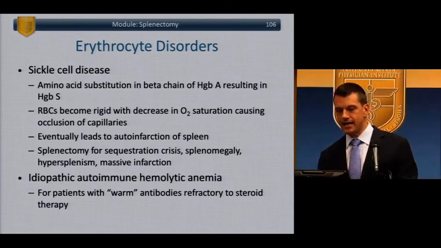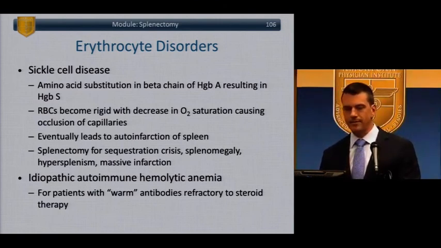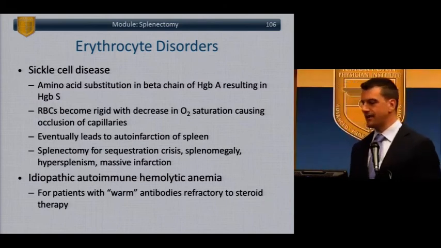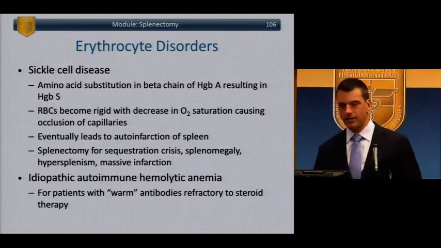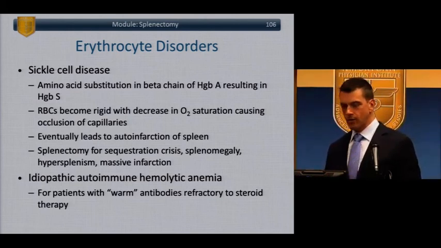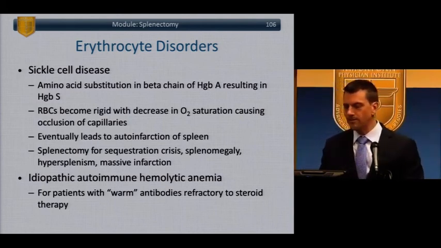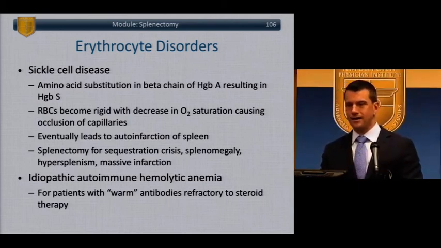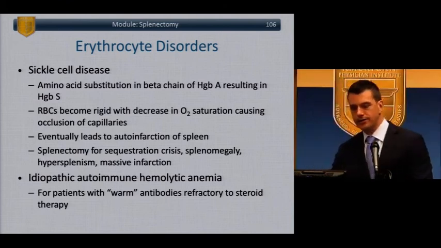Sickle cell disease, again, is an abnormal shape of hemoglobin A resulting in hemoglobin S. The RBCs are, again, rigid. They can have sequestration crises, low saturations, and eventually the spleen autoinfarcts. So splenectomy is not always required here, but if they get a sequestration crisis, splenomegaly or hypersplenism, or massive infarction, they may need to have a splenectomy. Usually autoinfarction is a slow process. By the time you get there, it's just taking care of itself and doesn't need to be done. However, if they have a massive infarct, this is going to be hugely painful and may require surgery.